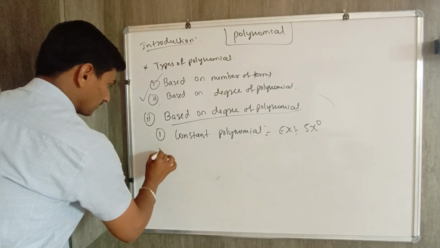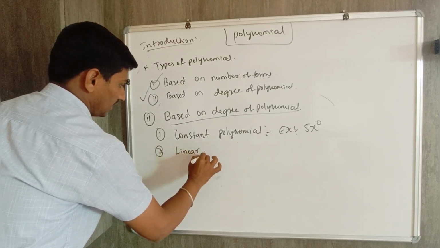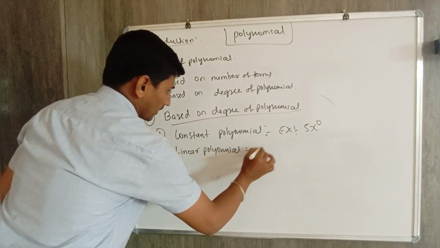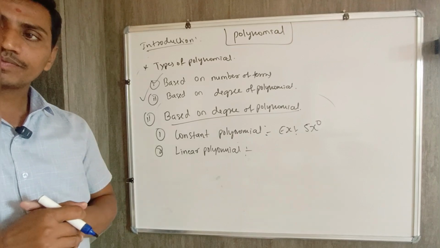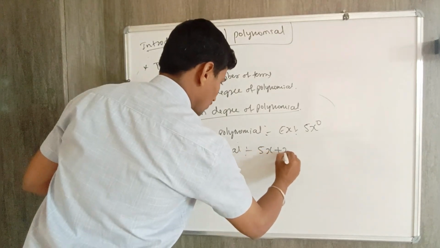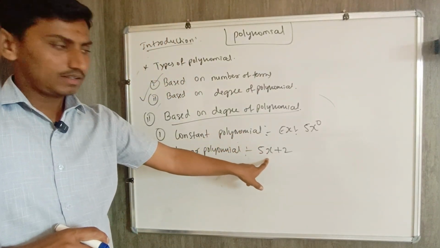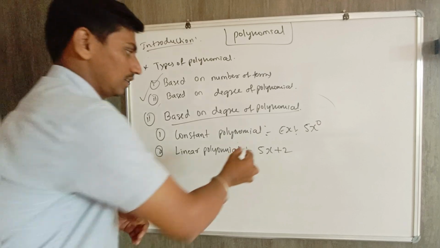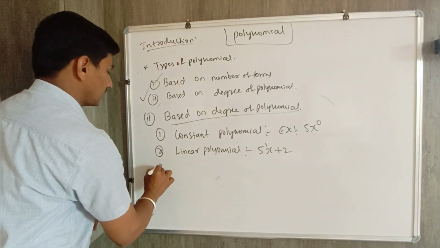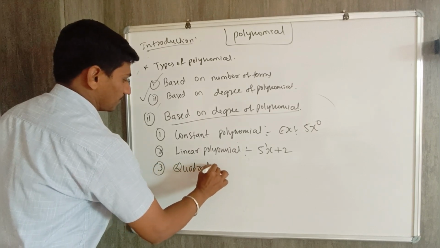Second one is linear polynomial. Linear polynomial, example, 5x plus 2. So this is a linear polynomial. The highest power is 1. And the third one is quadratic polynomial.